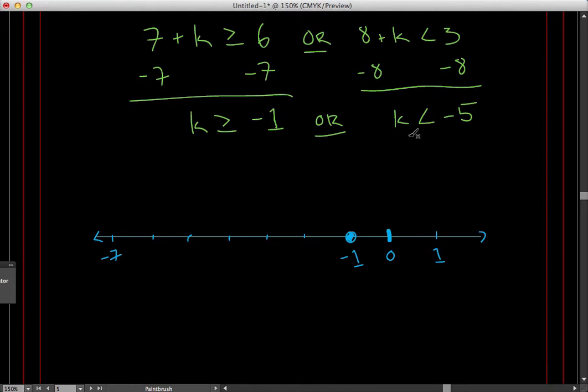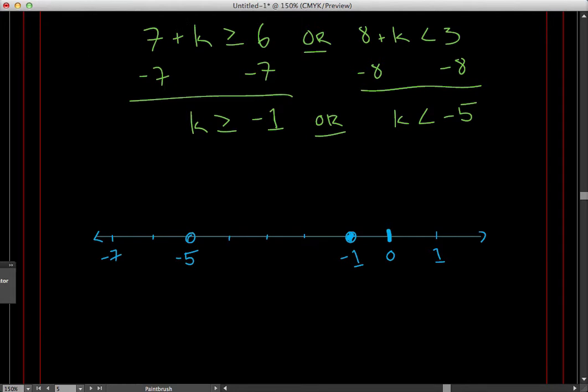Let's look at our other inequality. We have k is less than -5. All right, -6, -5. Here's -5. K is less than would mean an open point because k cannot be -5. And then k is less than -5. Well, that would indicate everything less than, or into negative infinity from -5.